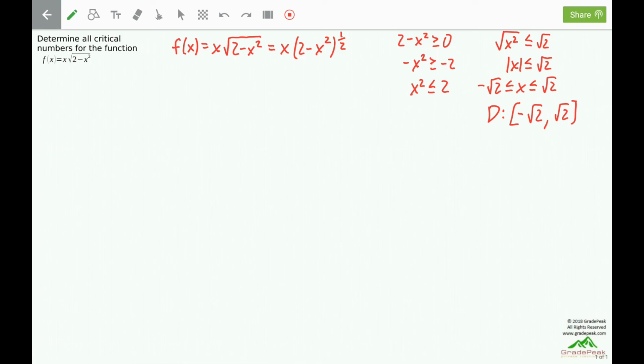The next thing to do is find the derivative. f prime of x equals. We have a product rule. The first is x, derivative of x is a 1 times the second left alone, 2 minus x squared to the 1/2 power, plus the first left alone, x, times the derivative of the second, which is a power rule. Bring the power down, leave the inside alone, subtract 1 from the power, I will call it 2/2, and then multiply by the derivative of the inside to complete the chain rule.